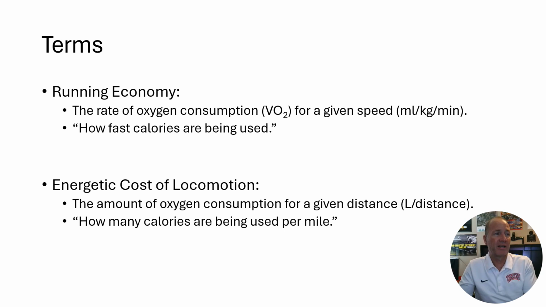In essence, this tells us how many calories are being used per distance, or just as an example, 100 calories per mile, or how many calories over a marathon or a half marathon, or what have you. These two terms are mathematically linked, and you can derive one from the other for the most part, but they each give us a unique perspective from a physiological perspective in terms of running. How fast oxygen is being used, how much oxygen is being used will actually tell us some different things about running performance.